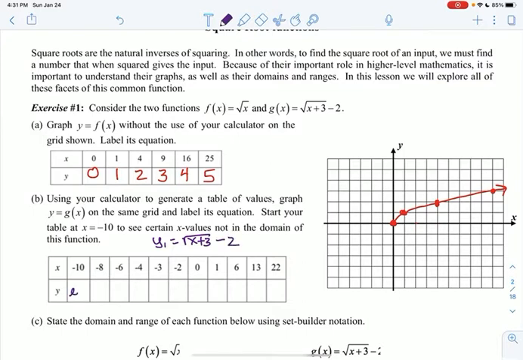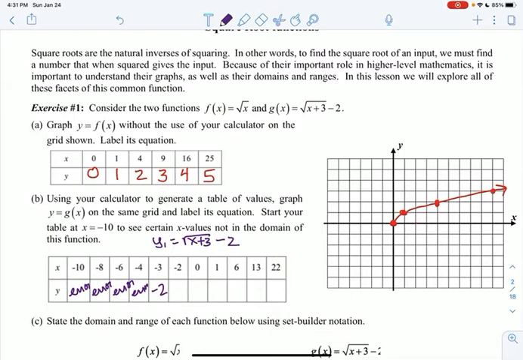When x is negative 10, this is all going to say error. We cannot have the square root of a negative number. So these are all error until I get to negative 3. Negative 3 plus 3 is 0, and the square root of 0 is 0, so this gives me negative 2. That's the first number that works.